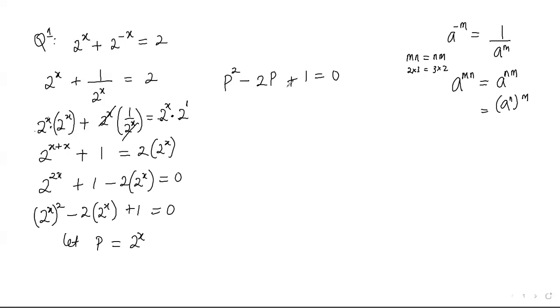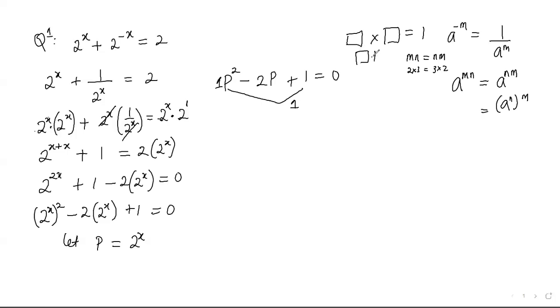And you can solve this quadratic equation by factorization. Now, you multiply the coefficient of p squared here, which is 1, with this constant. 1 times 1 will give us 1. So we're looking for two numbers such that when you multiply them together, you will get 1. That's this one. And when you add them together, you get this minus 2.